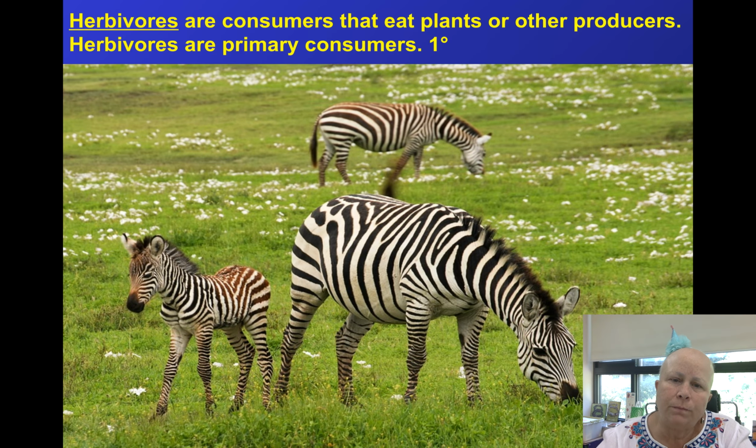Okay. Then there are the herbivores. The herbivores are consumers that eat plants or other producers, and we call them primary consumers. And remember, we talked in class about using 1 degree as an abbreviation for primary consumer, but the herbivores are the first level or primary consumers. Okay, and they eat only producers, only plants or producers.